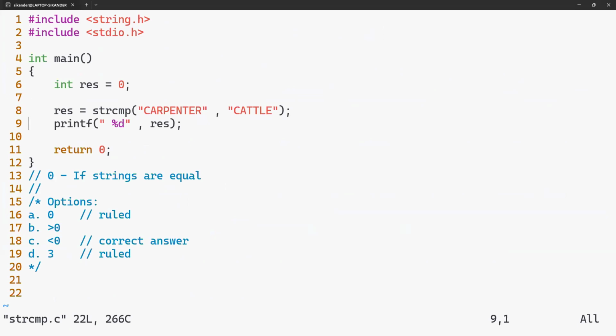Now, a small modification of this question: what would have happened if I had compared, instead of carpenter and cattle, just cat and cattle? What would have been the answer? Answer this. Thank you.